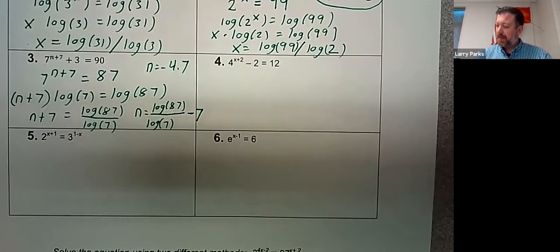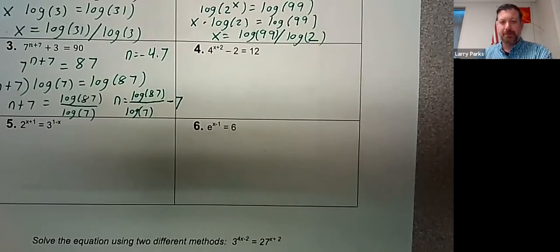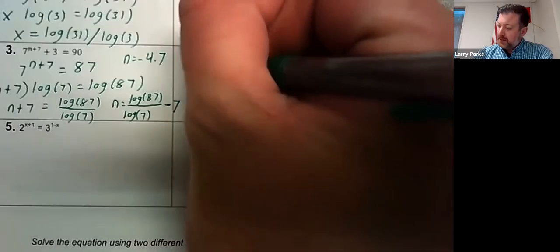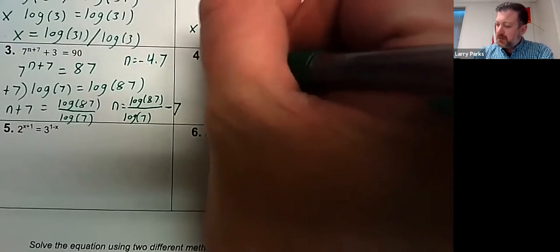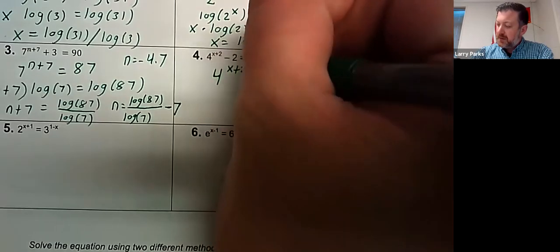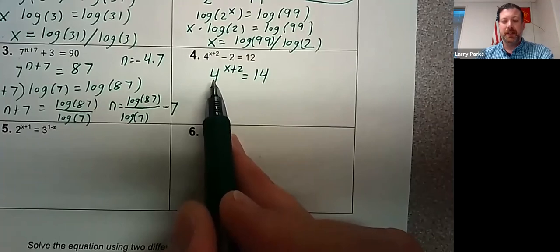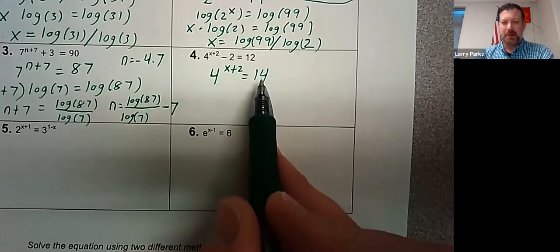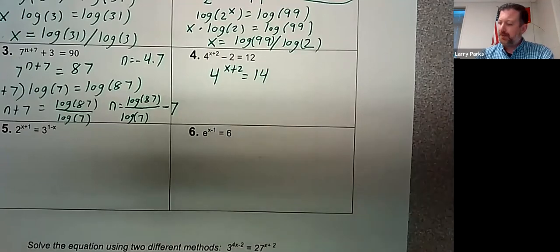All right. Problem 4. I'm going to add 2 to both sides. 4 to the x plus 2 equals 14. 4 could be written as 2 squared. 14 cannot be written as a 2 or a 4 as a base. So I have to take the log of both sides.